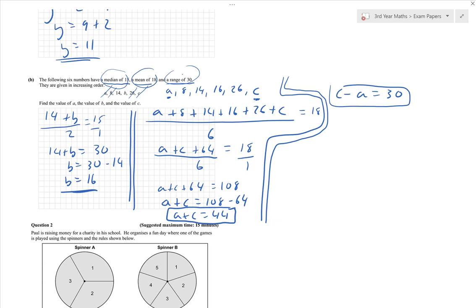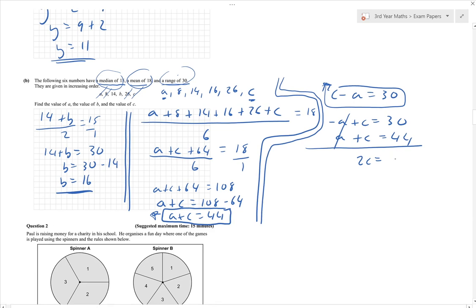So I'm going to rewrite this equation here, and I'm going to say minus A plus C is equal to 30. I'm going to also write the other equation underneath it. A plus C is equal to 44. These are my two equations. Cancel the A's. So I'm left with C and C, which is 2C, is equal to 30 plus 44, which is 74. So if 2C is equal to 74, C is equal to 37.